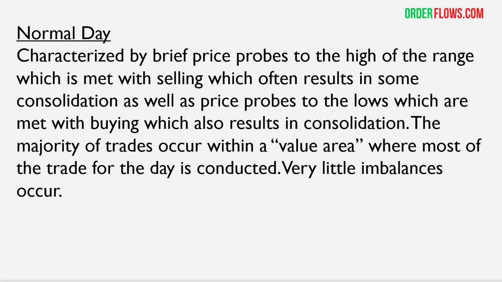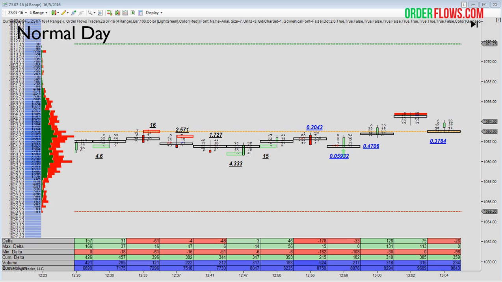Okay, the next type of day is a normal day, and it's characterized by brief price probes to the high of the range, which are met with selling, which often results in some consolidation, as well as price probes to the lows, which are met with buying, and sometimes also result in consolidation. The majority of trades occur within a value area where most of the trade for the day is conducted. You generally have very little imbalance on a normal day.